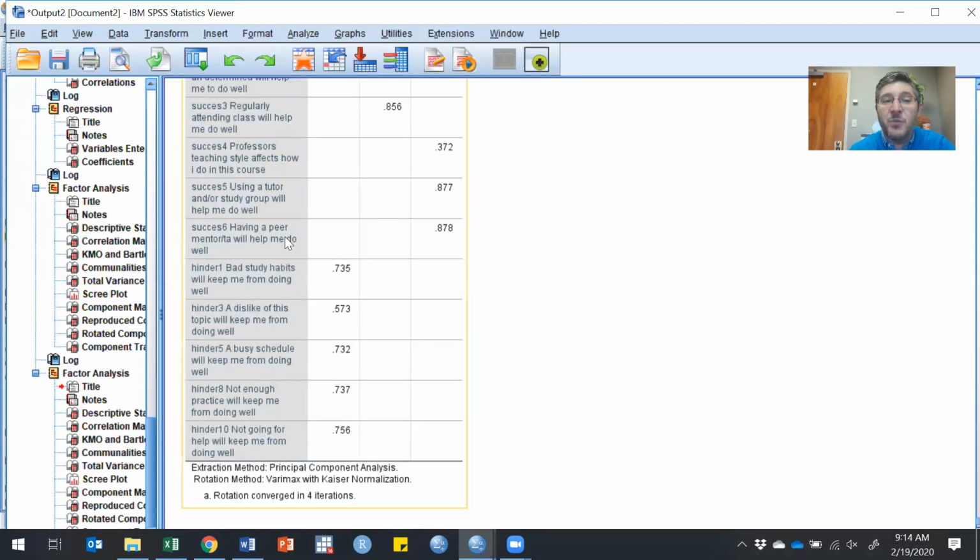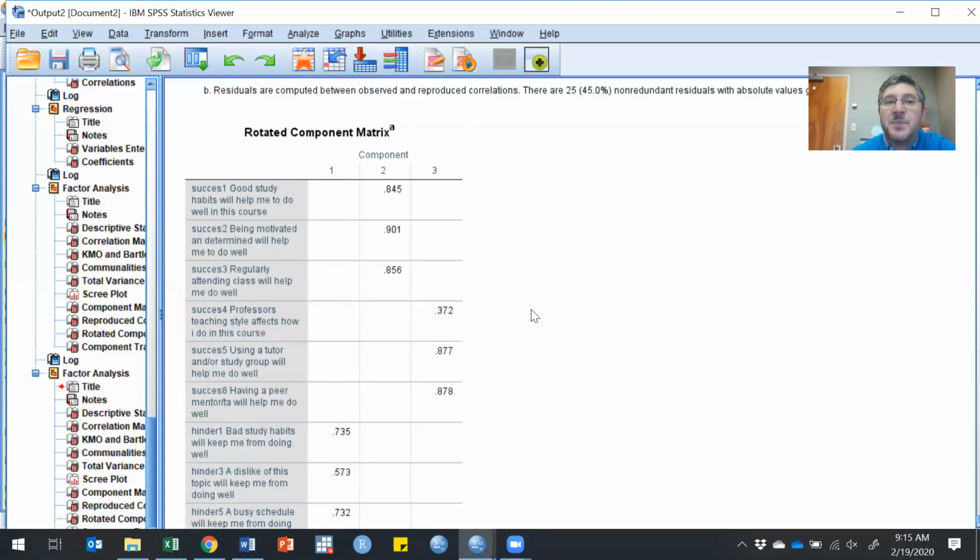Let's start with component 1. Bad study habits will keep me from doing well. A dislike of this topic will keep me from doing well. A busy schedule will keep me from doing well. Not enough practice will keep me from doing well. Not going for help will keep me from doing well. Maybe we'll call these something like success hindrances, stuff that will keep me from being successful. And all of the loadings here are pretty strong too, 0.7 to 0.5, which are pretty decent loadings.